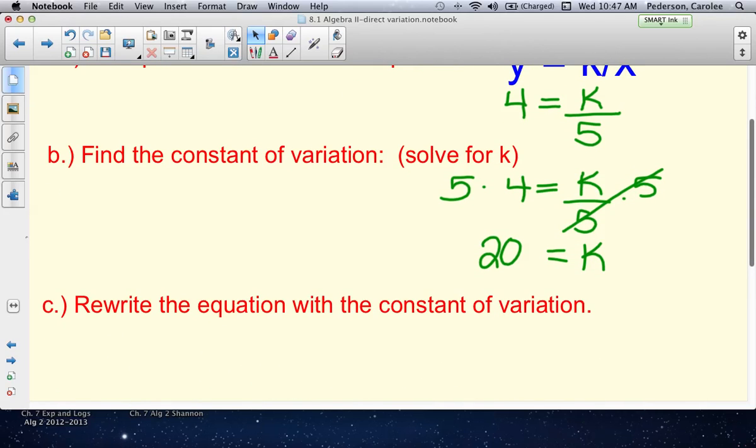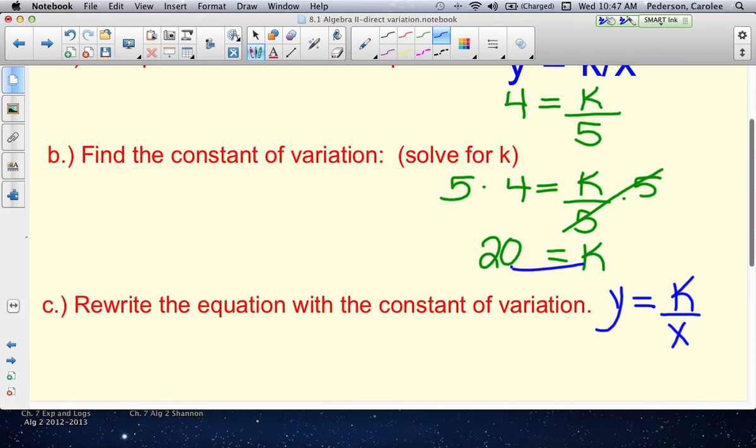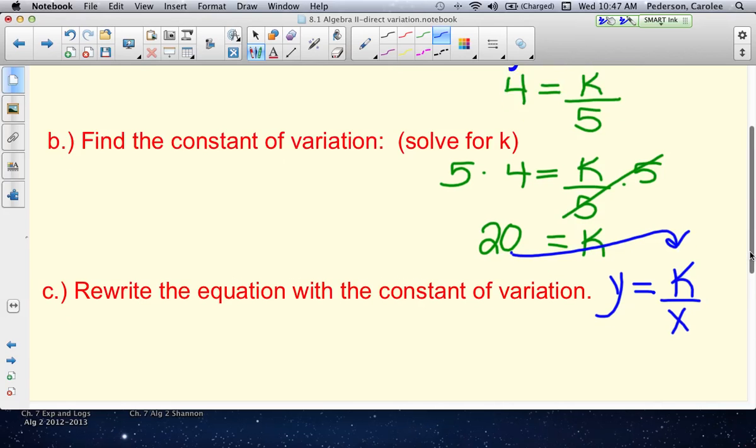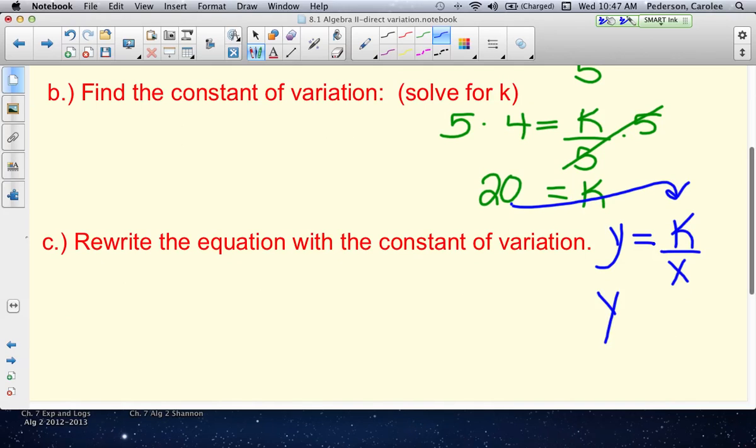Last step is to rewrite the equation with the k in it. So the general is y equals k over x. We're going to substitute 20 in. So our equation is y equals 20 over x. The next slide on the video will have a word problem. I'll stop the recording.